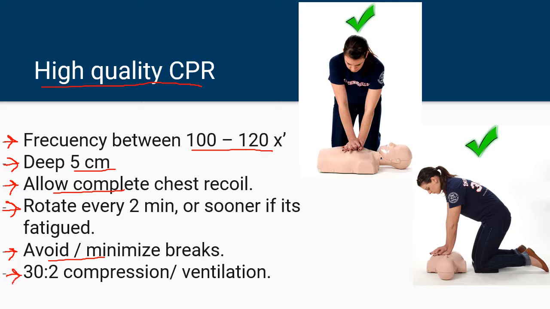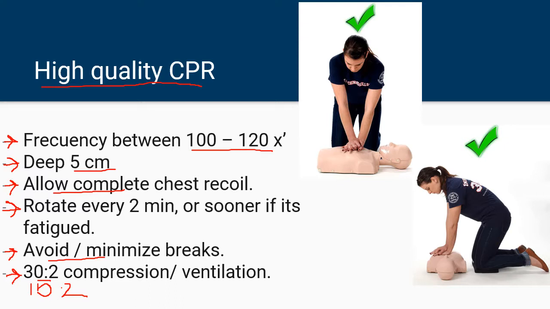And the relationship between compression and ventilation is 30 every 2. So you do 30 compressions, you have to count, and after that you give 2 ventilations. Then 30 compressions, after that 2 ventilations. In children it's the same, but it's 15 against 2. And this is the correct position.